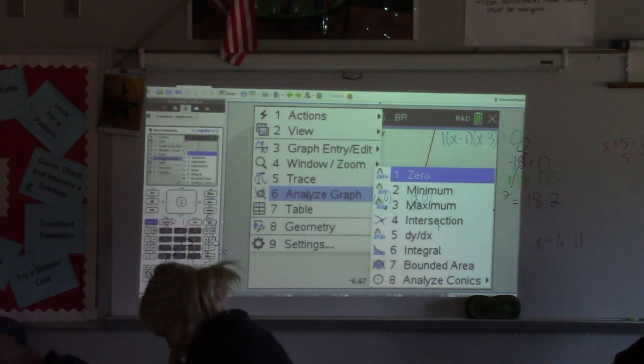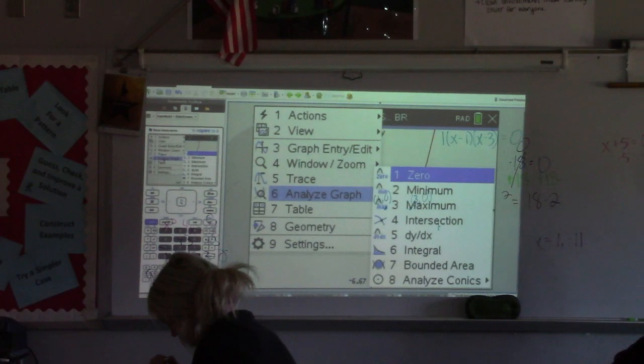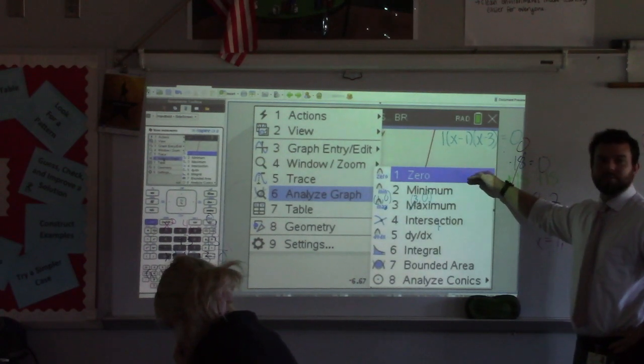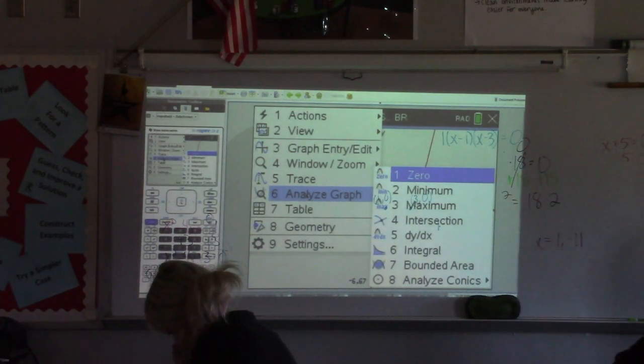So remember, minimum or maximum was for our vertex, right? Are we trying to find a vertex right now? So zero. We're trying to find zeros, right? Because what's another word for x-intercepts? Zeros. So find your zeros.